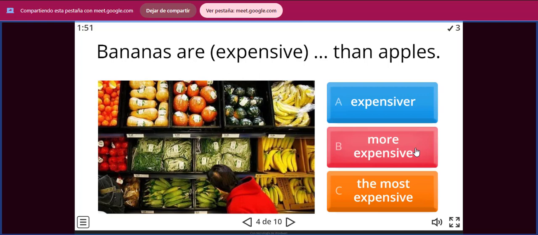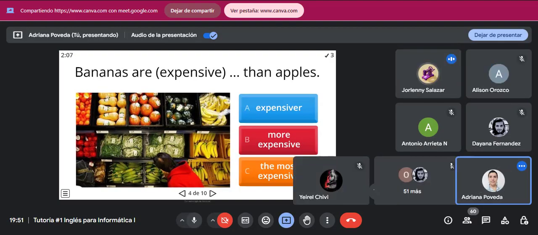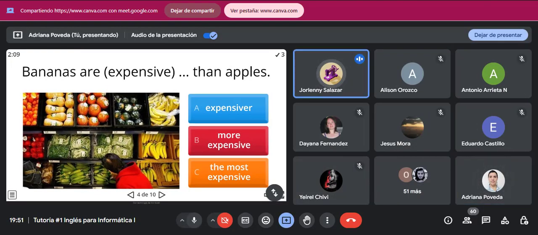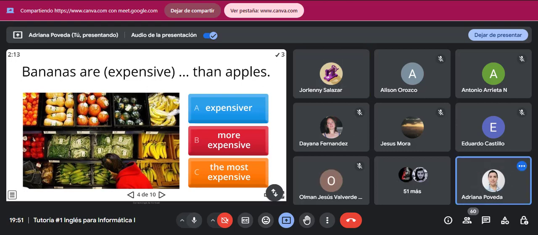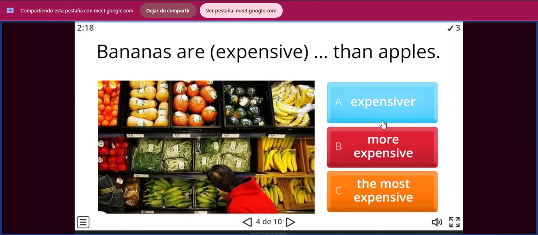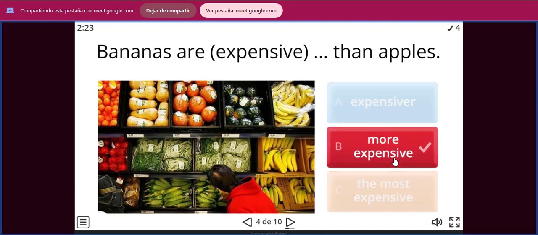Would you say this is correct here in Costa Rica? Are bananas more expensive than apples? No, right? Do you think so? Like a banana will be more expensive than an apple here in Costa Rica? It's not true for us. Yes, definitely. Maybe in other countries it is like that, but here in Costa Rica, bananas are really affordable. Very good, more expensive.